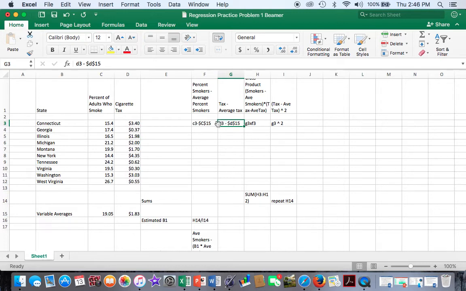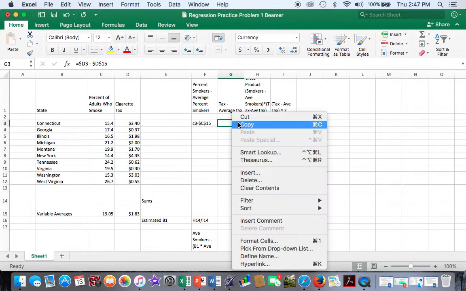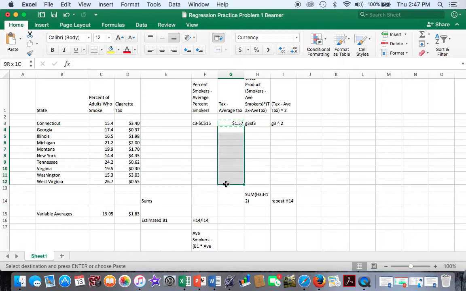If we say equals, and since we always want to stay on column D, and then minus $D$15, that means every time it will take the $1.83. So this tells us that $3.40 minus $1.83 is $1.57. What we can do now is simply copy that formula and run it down to the line G12, and that will give us the 10 differences. So we can see that the 37 cents from $1.83 is a difference of $1.46.